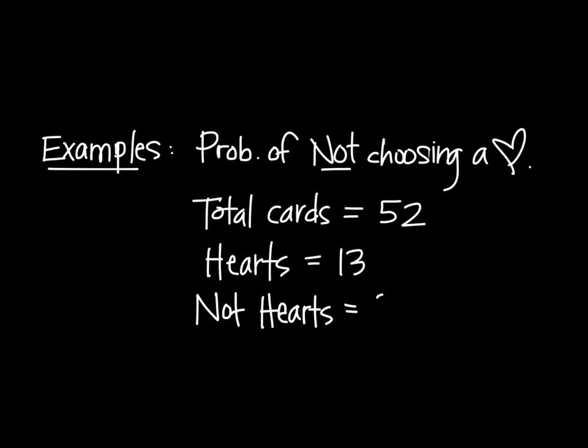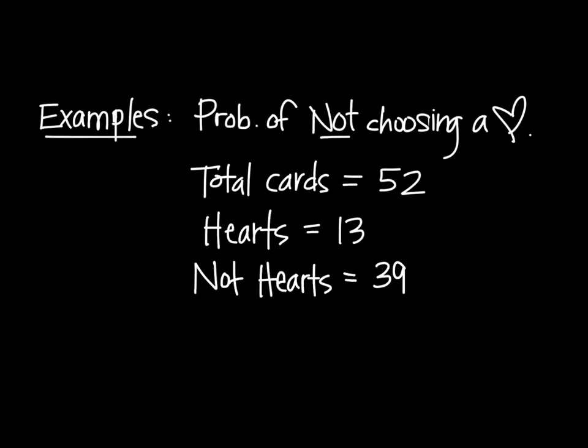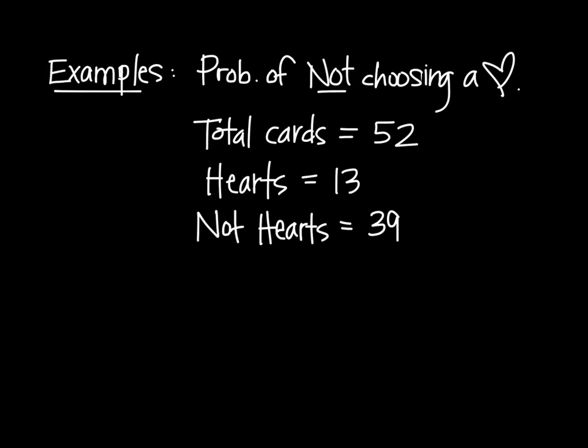Which is 39. All right, so hearts are 13, not hearts are 39. And so then the probability is expressed as a fraction, 39 out of 52, or as Tessa already reduced, 3 out of 4. And so then, like Luke was saying, if you say the probability is 3 out of 4 that you won't get a heart.